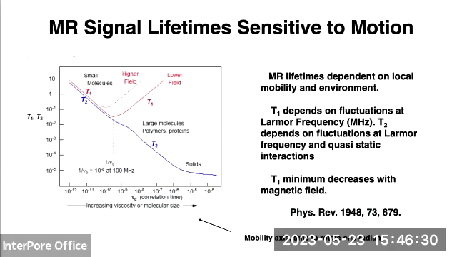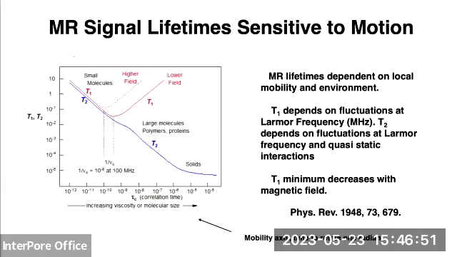And there's a big split in the behavior that we see here between T1 and T2, that as we move towards solid species, T2 gets very short, but T1 can become very long. This is a model system, and there are lots of dependencies on motion in these magnetic resonance lifetimes.